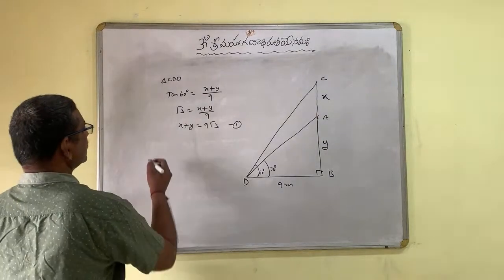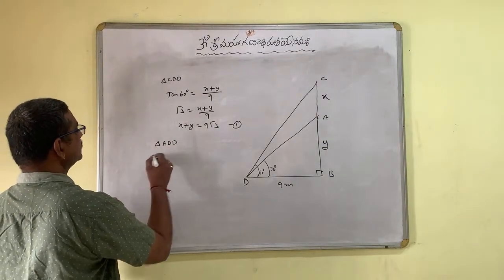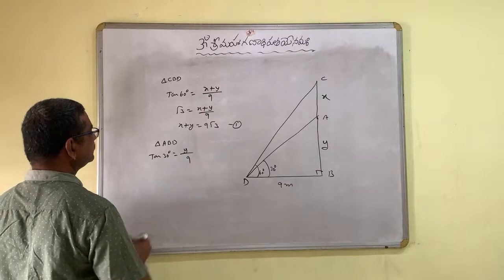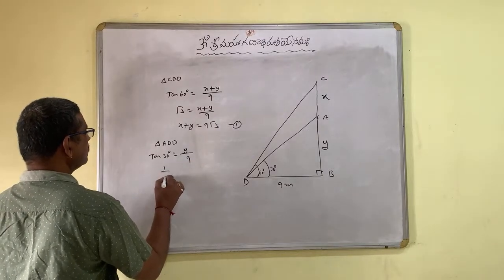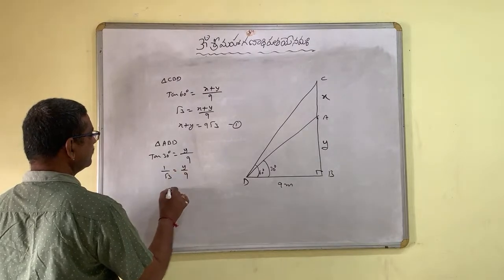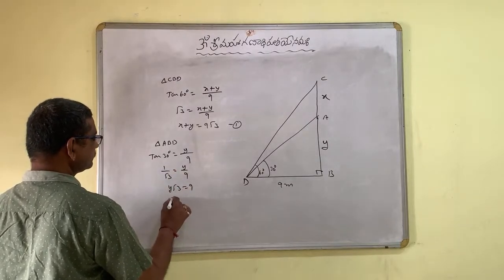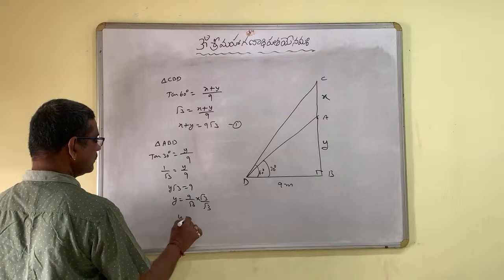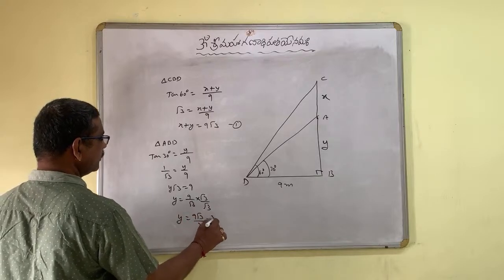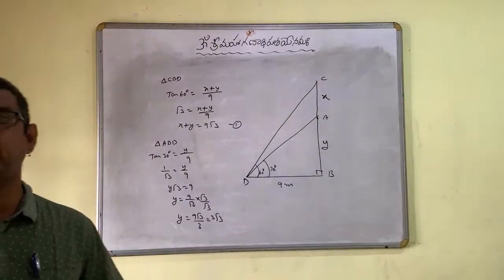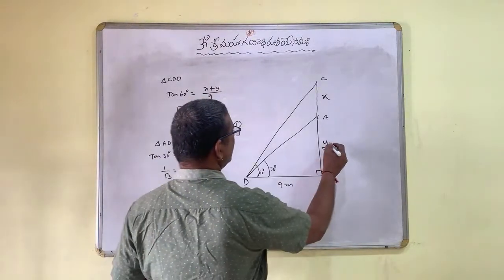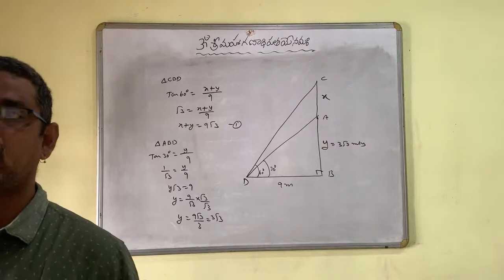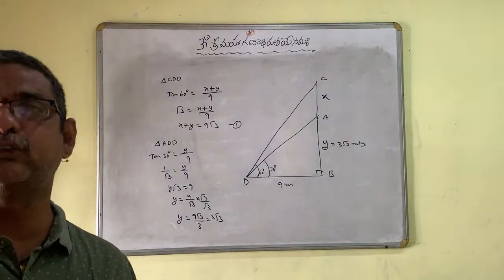Now, consider triangle ABD. Tan 30 degrees is equal to y by 9. 1 by root 3 is equal to y by 9. Y root 3 is 9. Y is equal to 9 by root 3, into root 3 by root 3, 9 root 3 by 3. So 3 root 3. So we got height of the tower. Height of the tower is 3 root 3 meters.